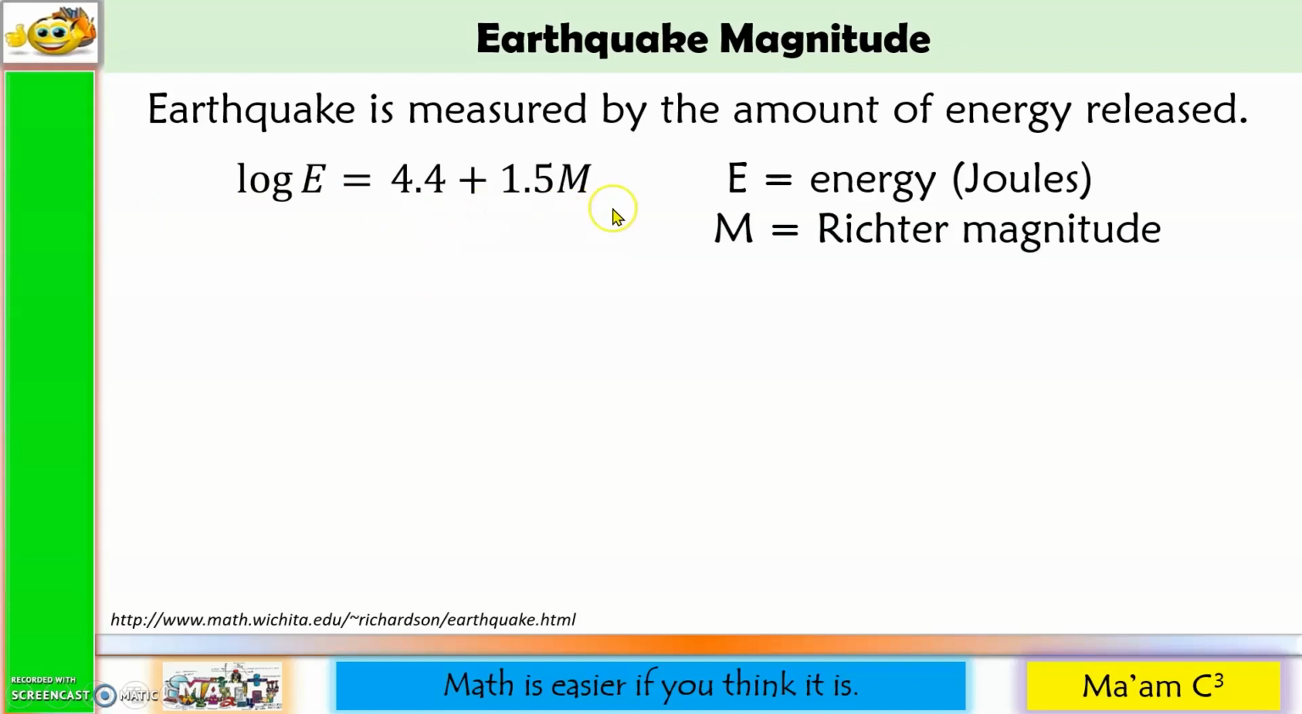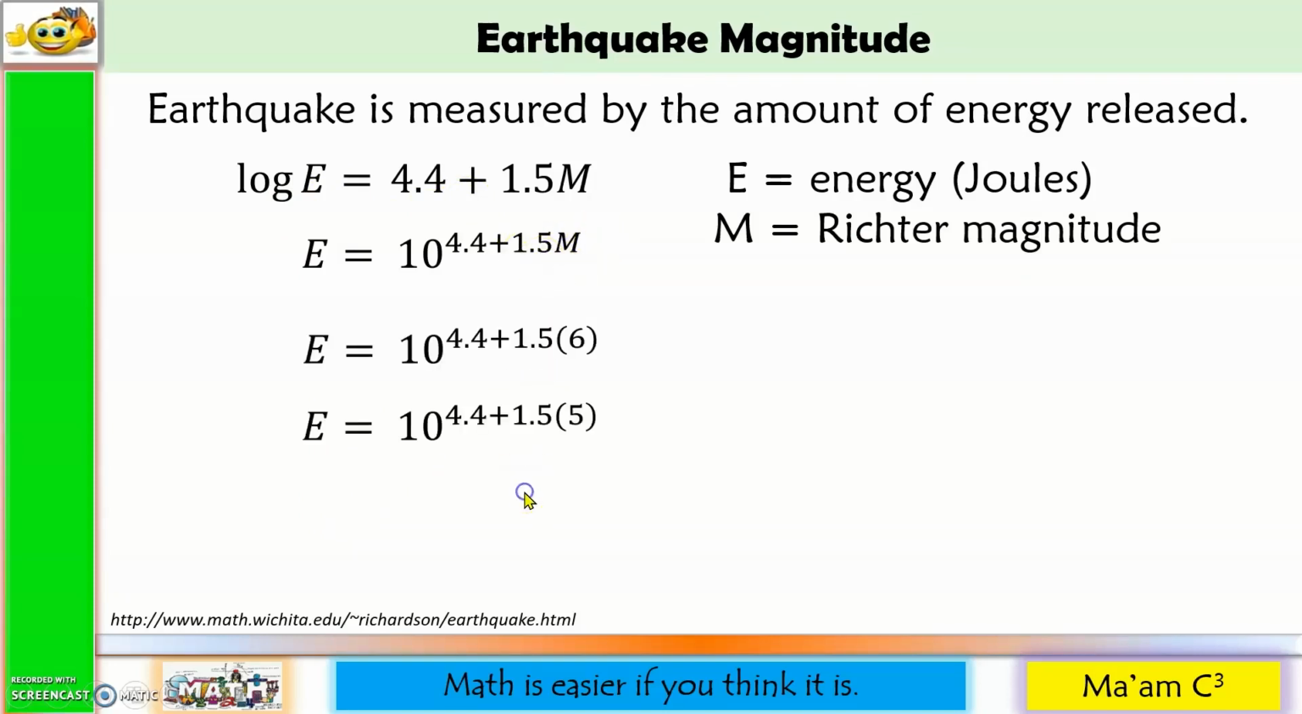Now let us convert this into exponential form. This is a common logarithm, so the base here is 10. So 10 raised to 4.4 plus 1.5 m is equal to E. Let us compare the energy released by an earthquake of magnitude 6 and magnitude 5. So let us replace this with 6 and let us also replace this with 5.